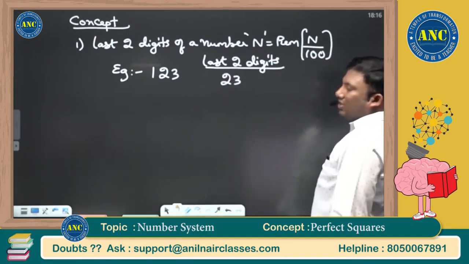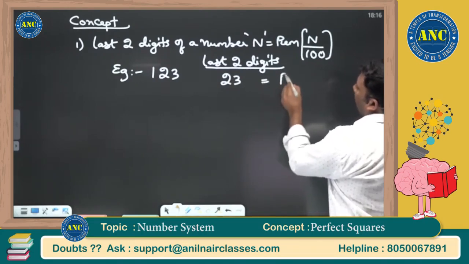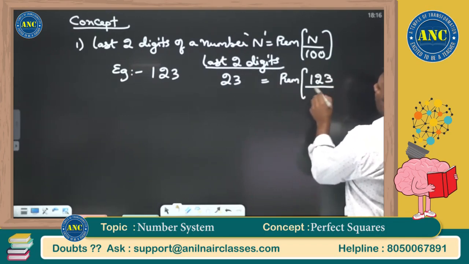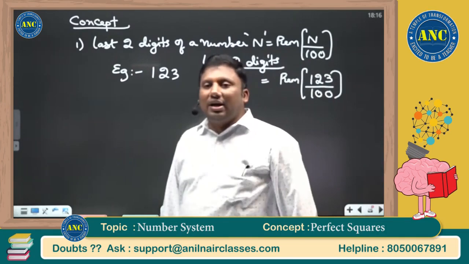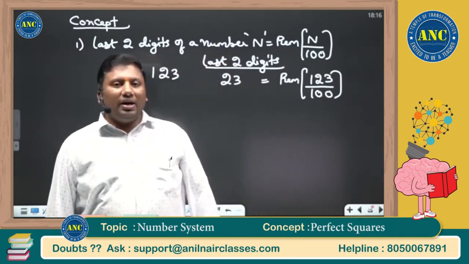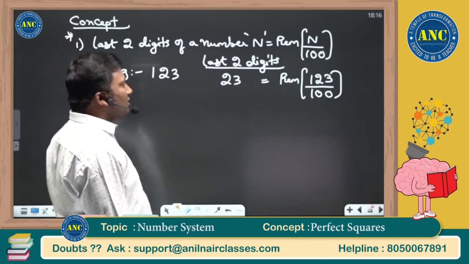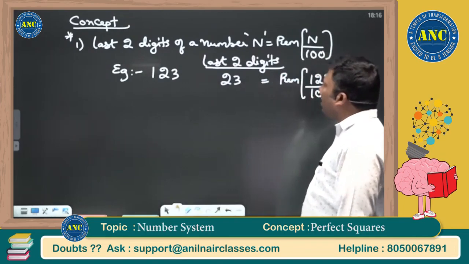For 123, the last two digits are nothing but 23. This is the remainder when you divide the number by 100. When you divide 123 by 100, 100 ones are 100. What is the positive remainder? 23. First, make a note of it: the last two digits of any number is the remainder when you divide the number by 100.